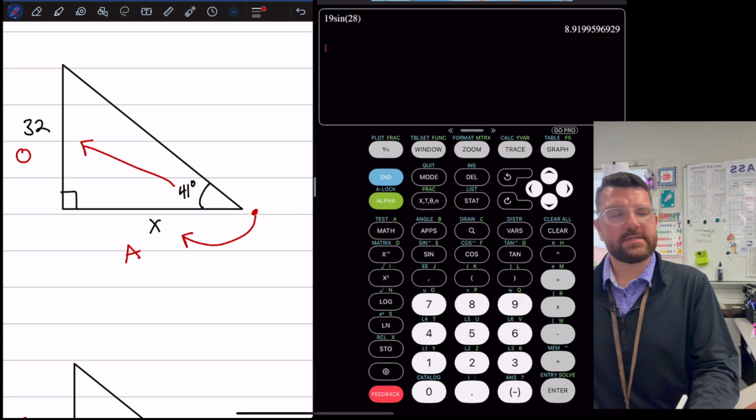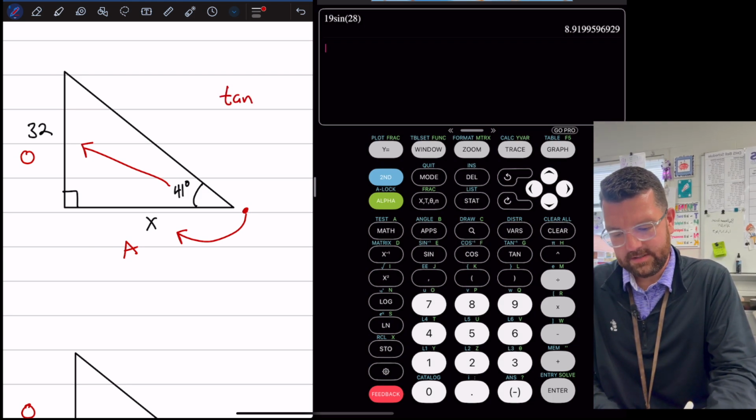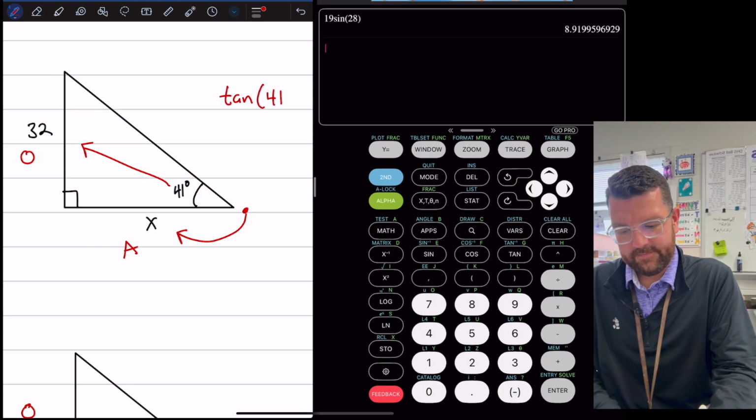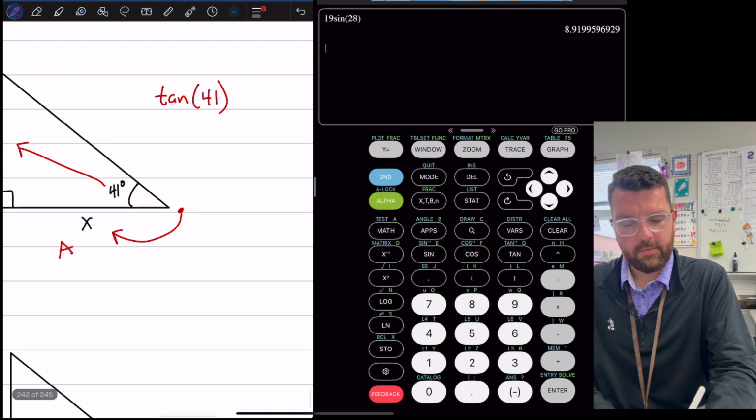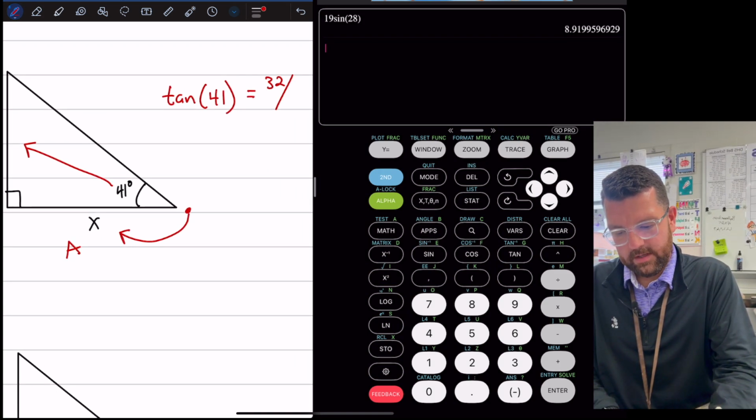What trig function uses the opposite and adjacent? The tangent does. So the tangent of the angle, which is 41 degrees, equals the opposite over the adjacent.